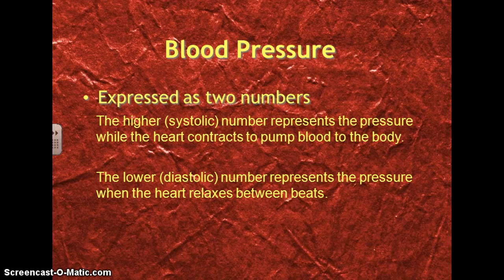Blood pressure is expressed as two numbers in a fraction. The higher or systolic number represents the pressure while the heart contracts to pump the blood to the body, and the lower or diastolic number represents the pressure when the heart relaxes between beats.